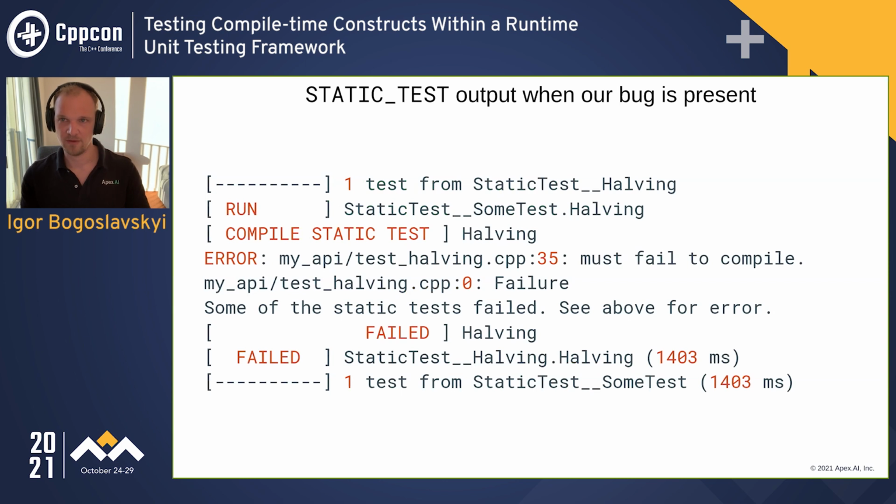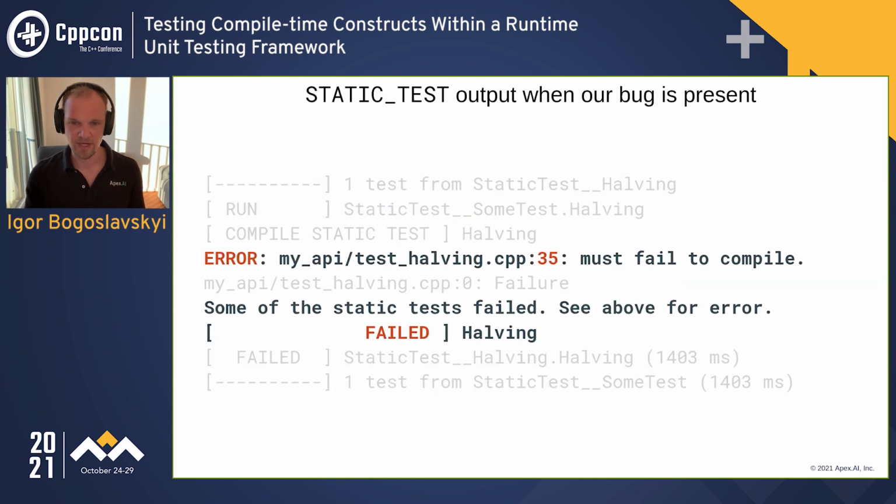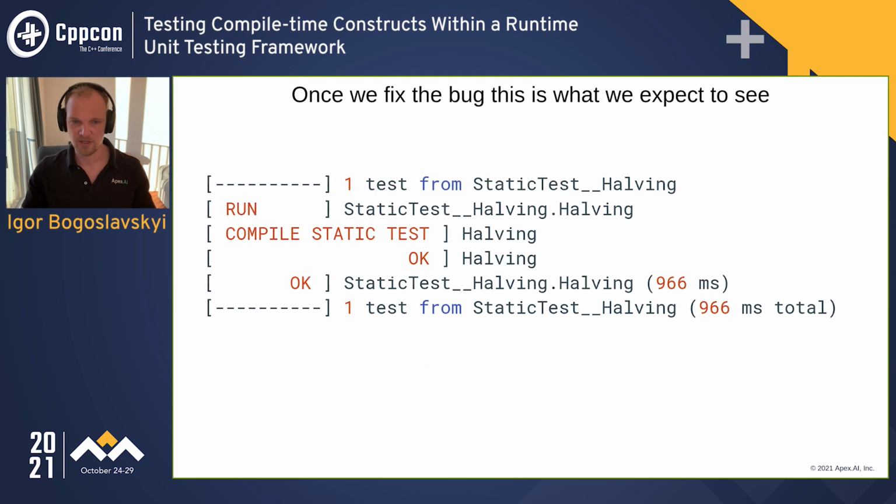This is a lot of code on the slide, but the main part is that when we run our tests, it should tell us that, hey, this line, you intended it to be impossible to compile, but it did compile and it must fail to compile, right? So now the test has failed, and we get a runtime check for this. That's basically what we want. And of course, after we fix the bug, we want a clean, beautiful output of the GoogleTest framework, where this compile static test returns an OK, right?